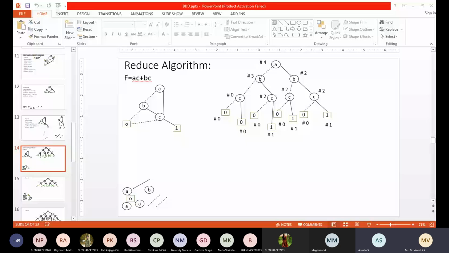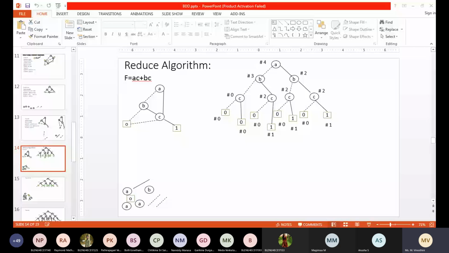Okay. So students, please remember, for any given Boolean expression, you can draw the binary decision tree. That binary decision tree can be converted to a binary decision diagram, a reduced binary decision diagram, or reduced ordered binary decision diagram. How can we reduce it?